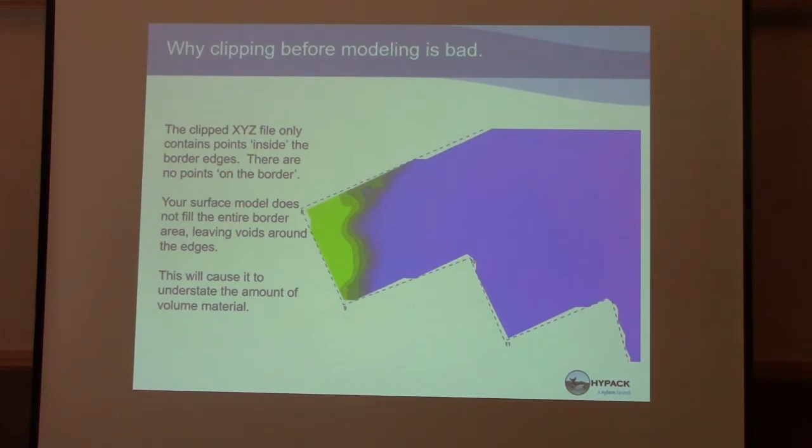If you clip the data within the tin model or limit your volume within borders, it's actually going to give a volume right up to the edge of the border. So if you've got data outside of the border, you're going to get a better volume than if you clip the XYZ data beforehand.